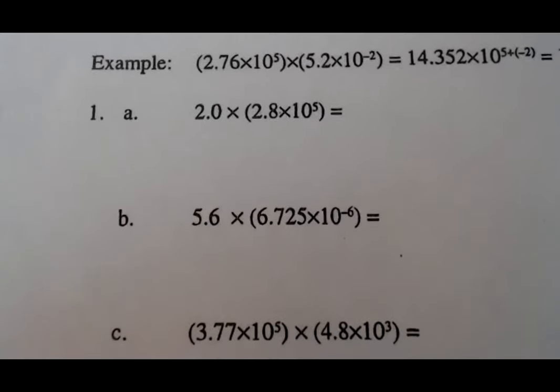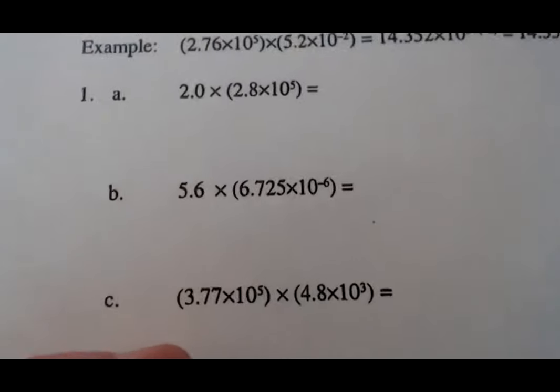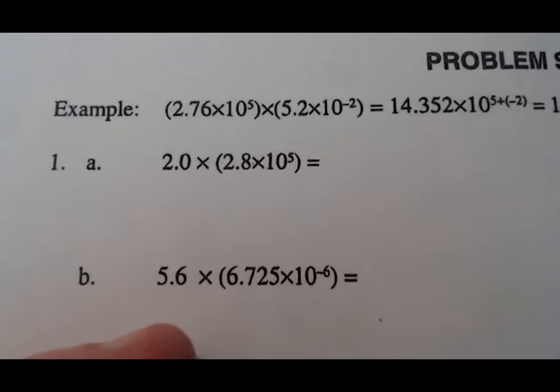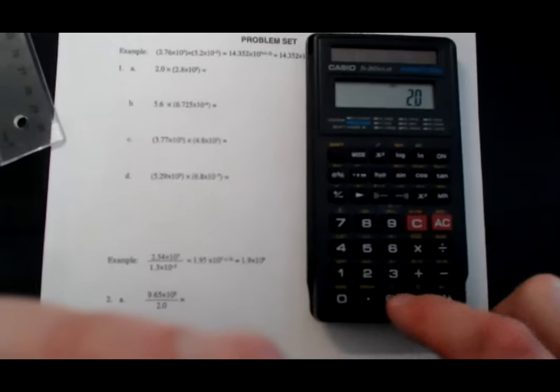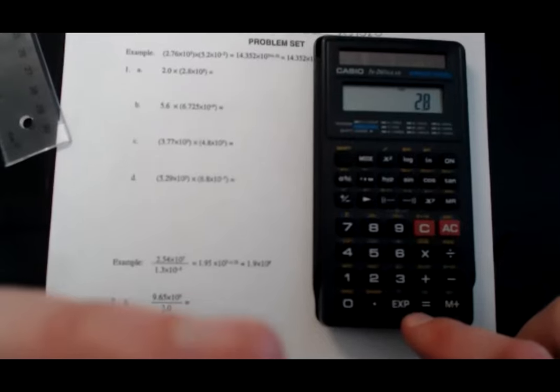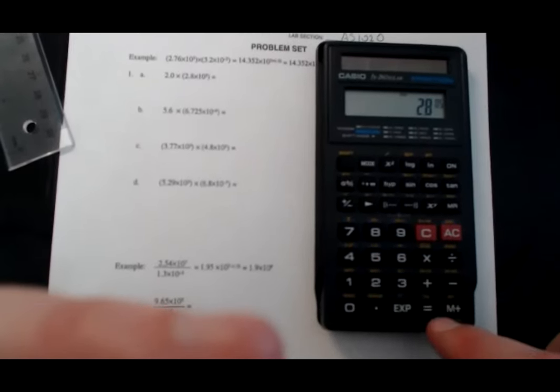The purpose of today's lab is to practice just using our EXP key and to do some stuff in scientific notation. So let's start with our first problem here. Our first problem is 2.0 times 2.8 EX5. Do we all have calculators? Will, you're up. I want you to type into your calculator 2.0 times 2.8 EXP5 and hit equals. What do you got?